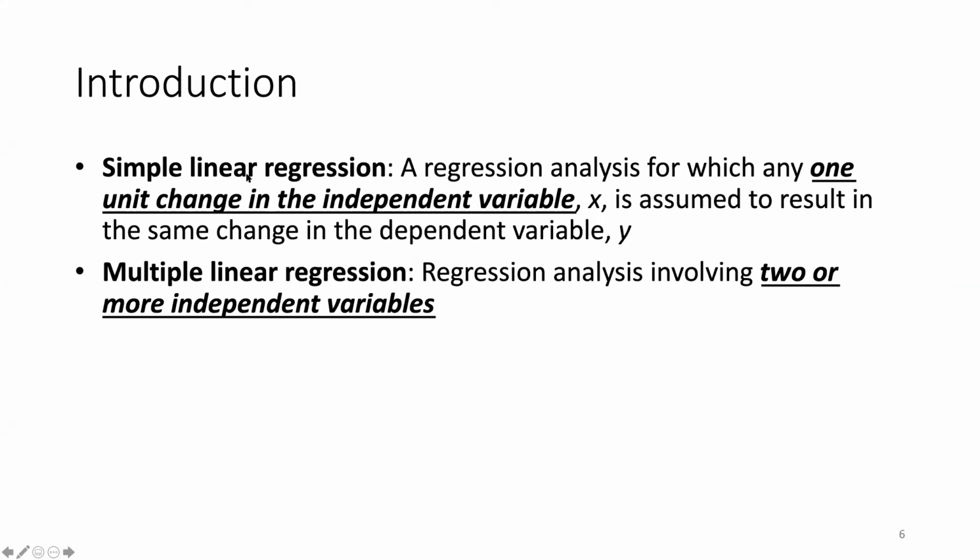So simple linear regression is a regression analysis for which any one unit change in the independent variable is assumed to result in the same change in the dependent variable. Okay, so X is the independent variable and Y is the dependent variable, in terms of graphing it, your X and Y axes. And then multiple linear regression is the same thing. The only difference is that you have multiple independent variables, so multiple X variables.